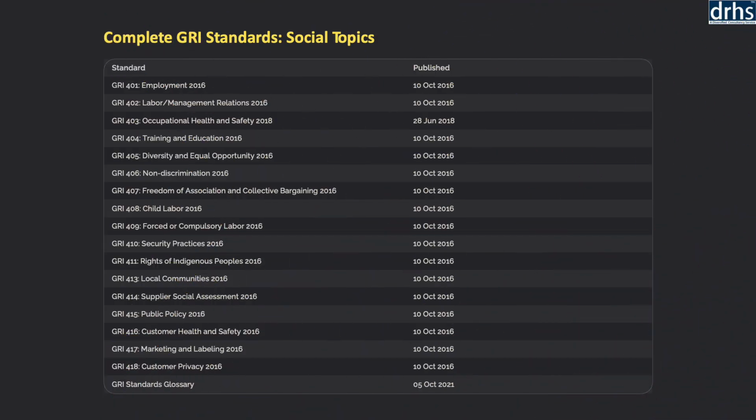Slide 22. Complete GRI Standards, Social Topics. The depiction of Complete GRI Standards, Social Topics provides a comprehensive overview of the social dimension of sustainability, emphasizing the centrality of human capital, rights-based governance, and stakeholder well-being in organizational accountability.